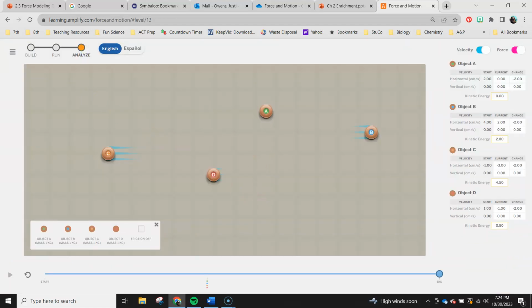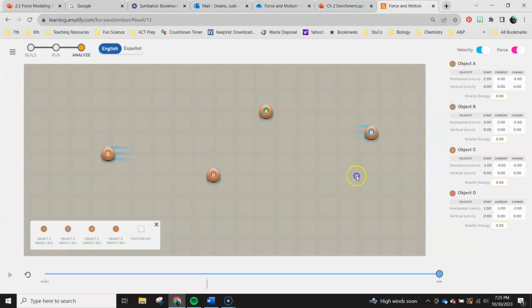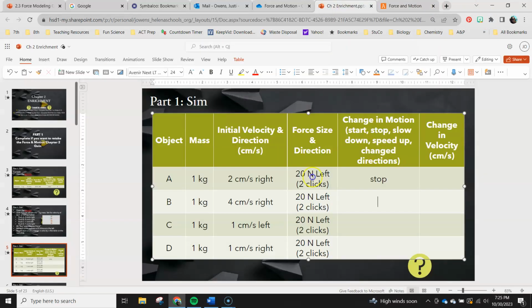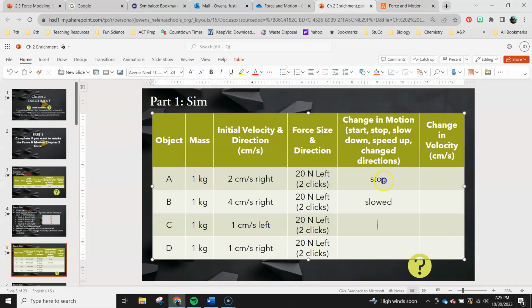If I look at them, let me move my little face here. I've got a change of 2 centimeters per second to the left on this. So this first one stopped moving, so I'm going to write in here that it stopped moving. This one went from 4 to 2, so it slowed down. This one was going 1 centimeter to the left and then sped up and is now going 3 centimeters per second to the left, so this one sped up.